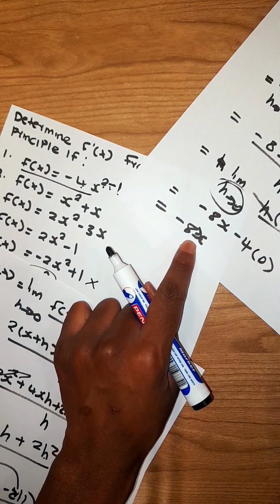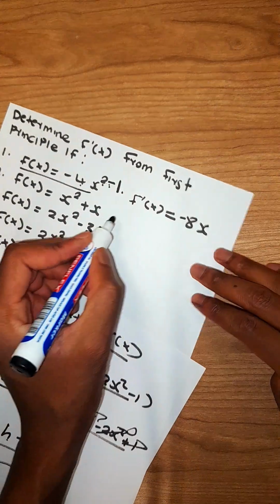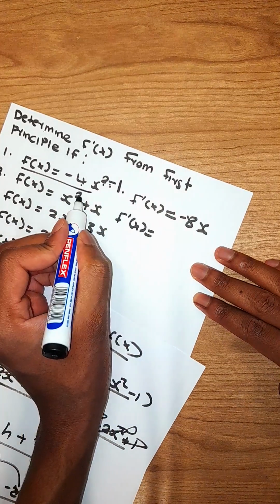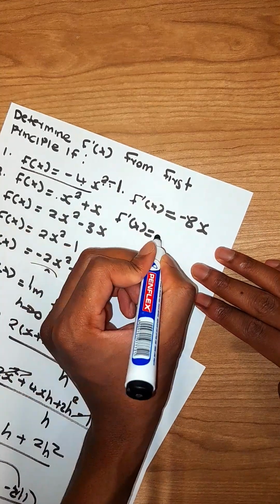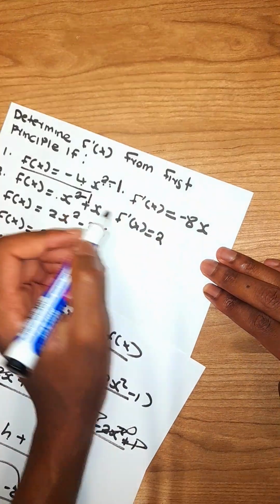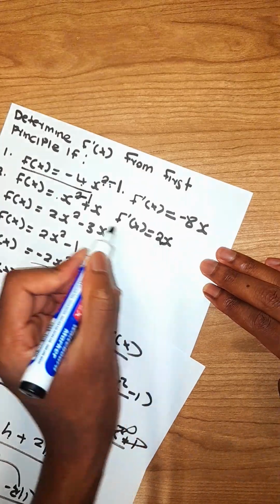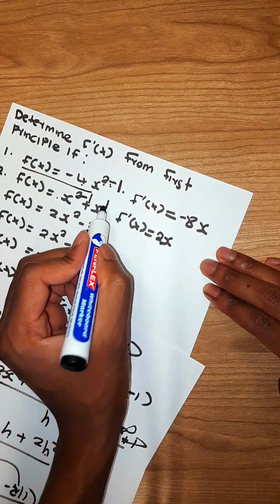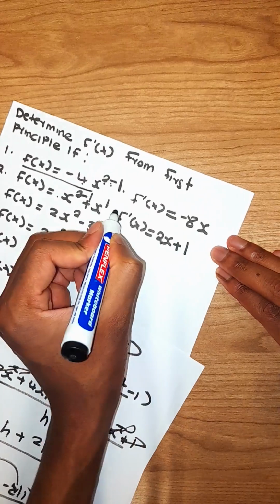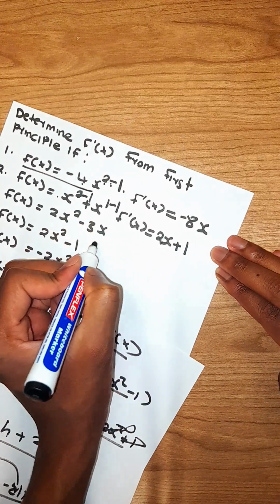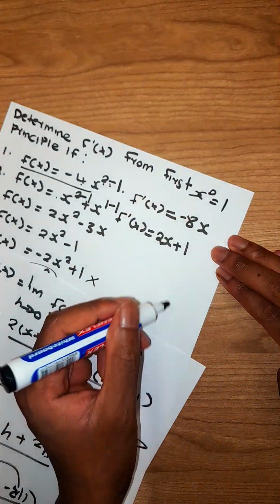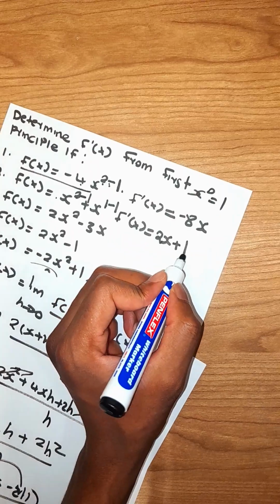It's minus 8x. If you look at this one, you want to find f prime of x. What do you do? You're just going to say 2 times 1. It's going to be 2. And then on this 2, you minus 1. It is going to be 2x. This is the same as x to the power 1. You're going to say 1 times 1. It is just going to be 1. And you just minus 1. It becomes x to the power 0. And anything raised to the power 0 is just 1. So this becomes 2x plus 1.